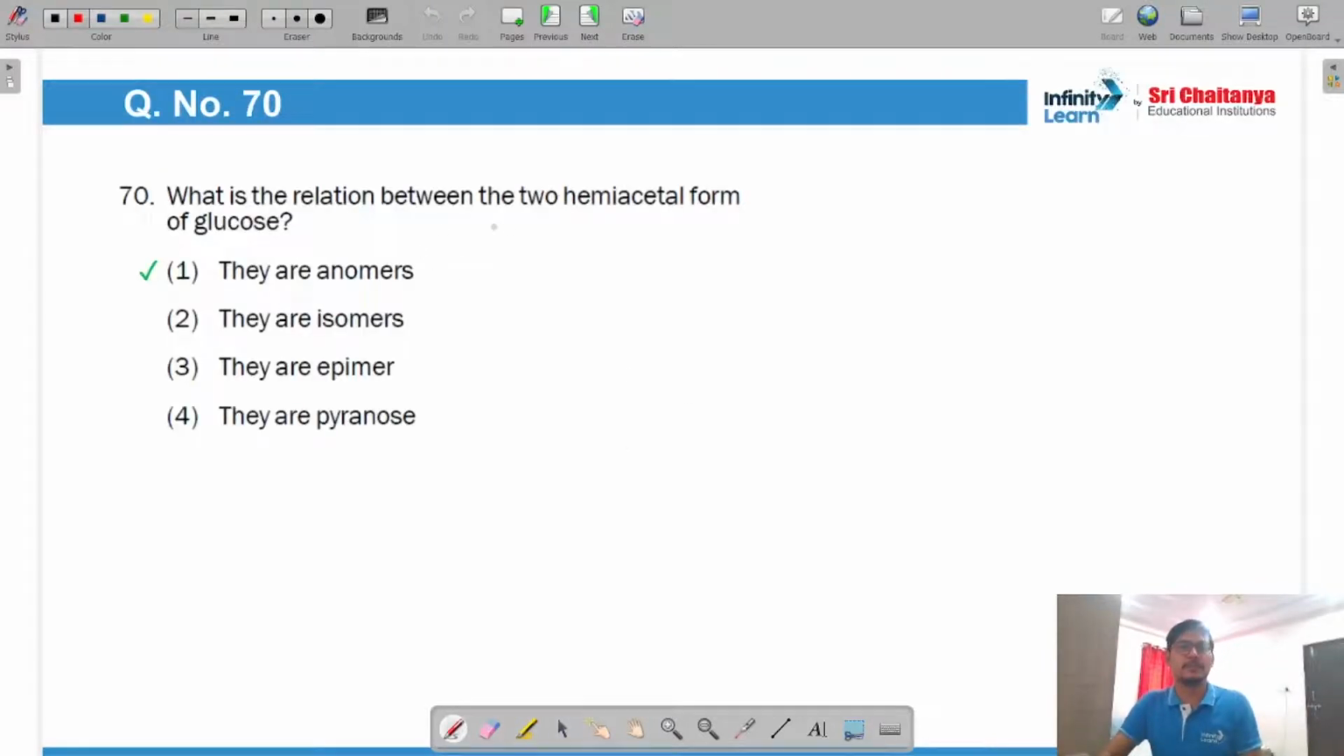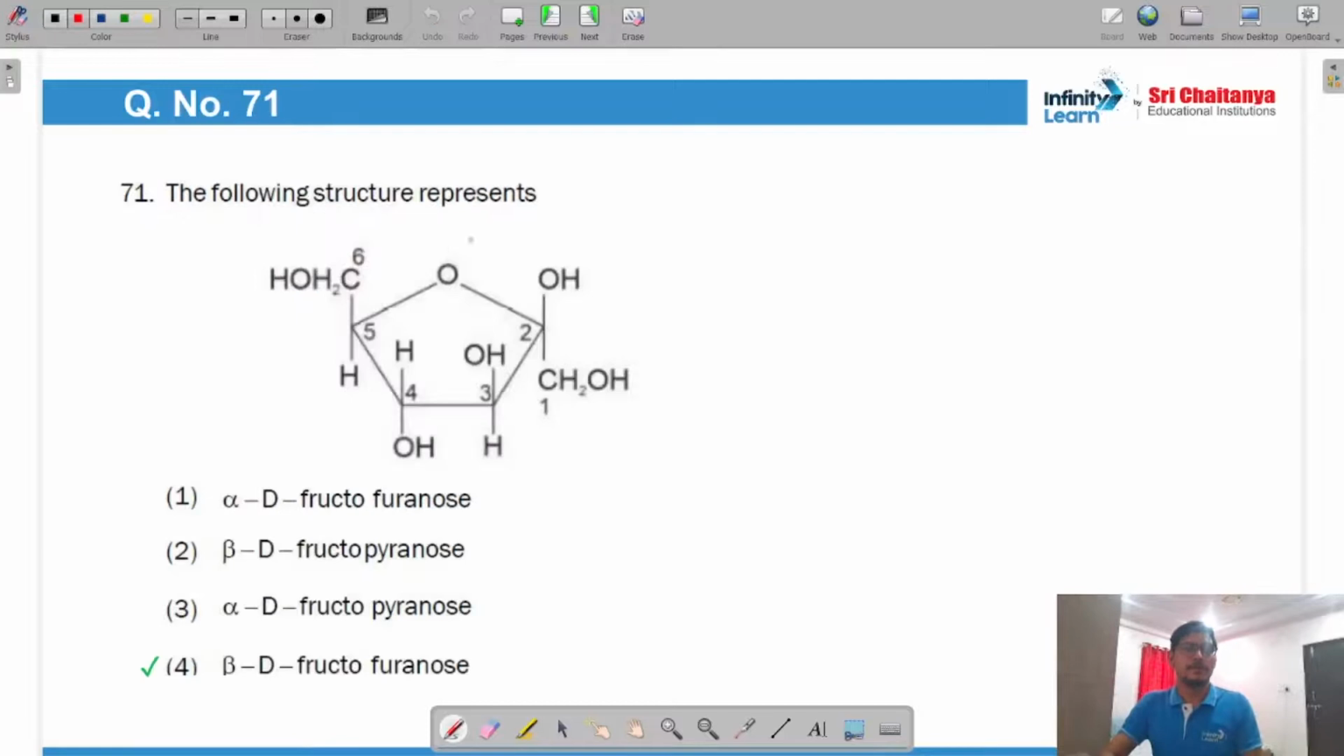What is the relation between the two hemiacetal forms? The most appropriate answer is anomers, because they have different configuration at the first chiral carbon. The following structure represents beta-D-fructofuranose, right? If this OH group would have been here, then it would have been alpha-D-fructofuranose, right?